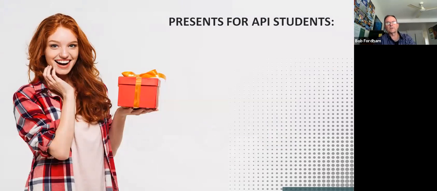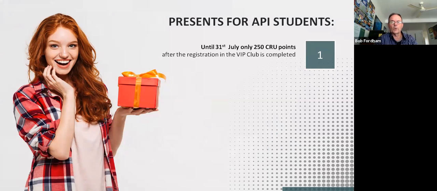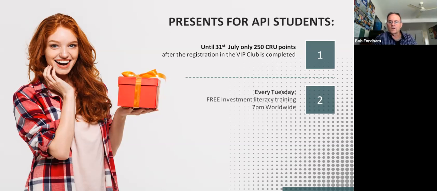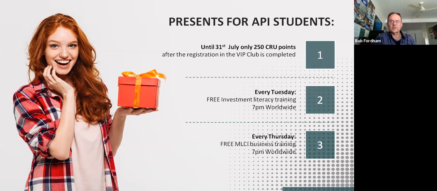So we have some presents for you at the API when you become a student and a VIP club member, for only up until the 31st of July, which is nearing very soon. You gain 250 CRU points as a gift after registration. Every Tuesday and Thursday, you get access to free investment literacy training, 7 p.m. worldwide across 25 countries in 12 different languages.